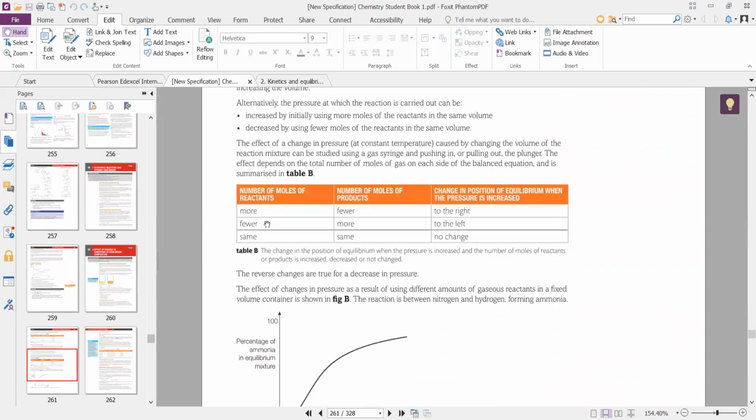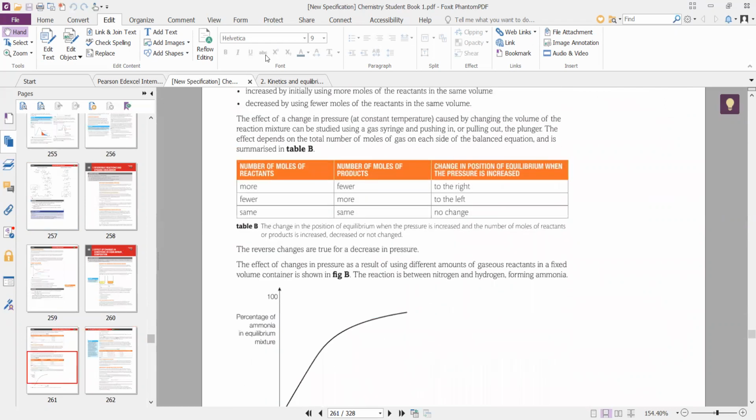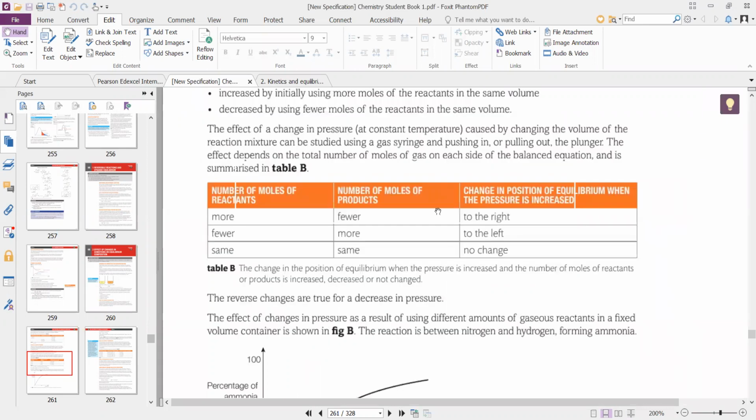Not finished. One more table is there for you to copy. Copy this table, please. Fewer number of gas molecules. And you can copy this table.